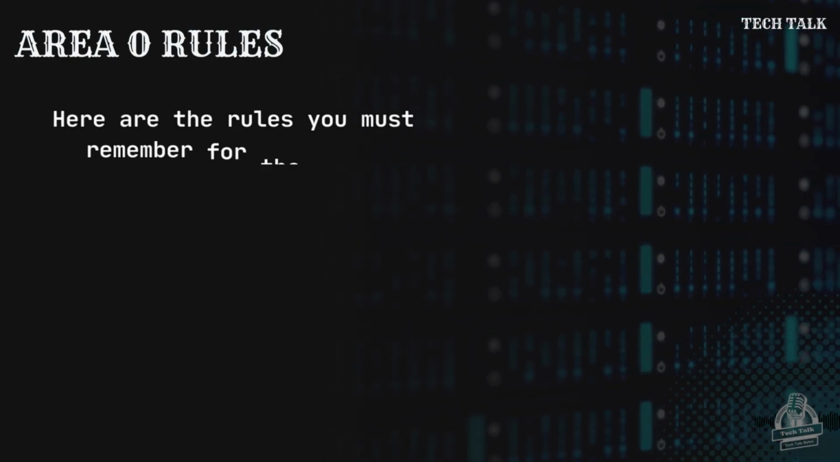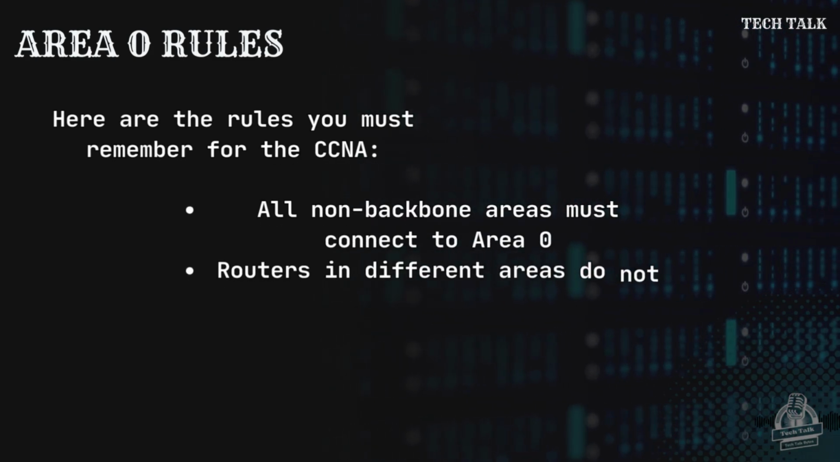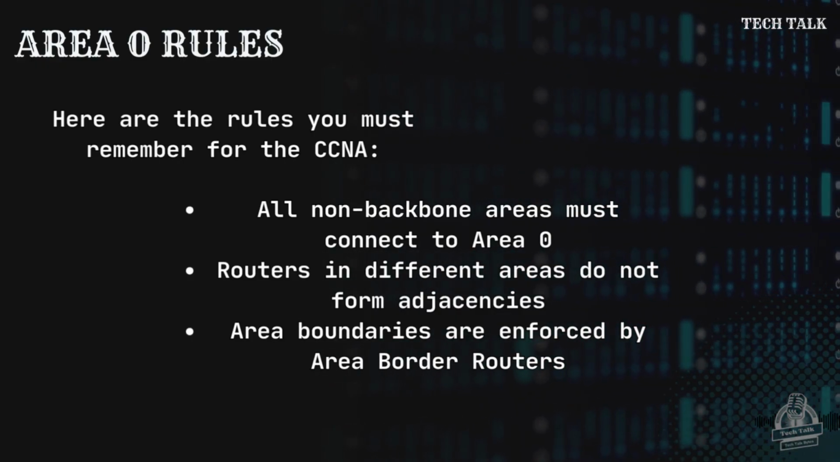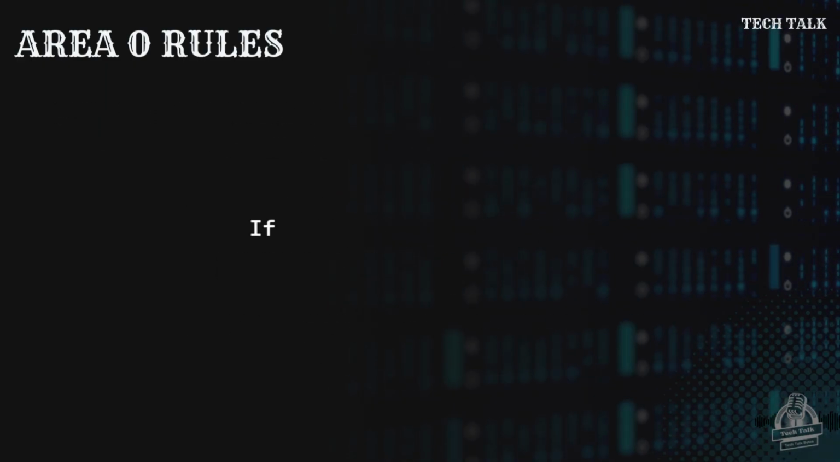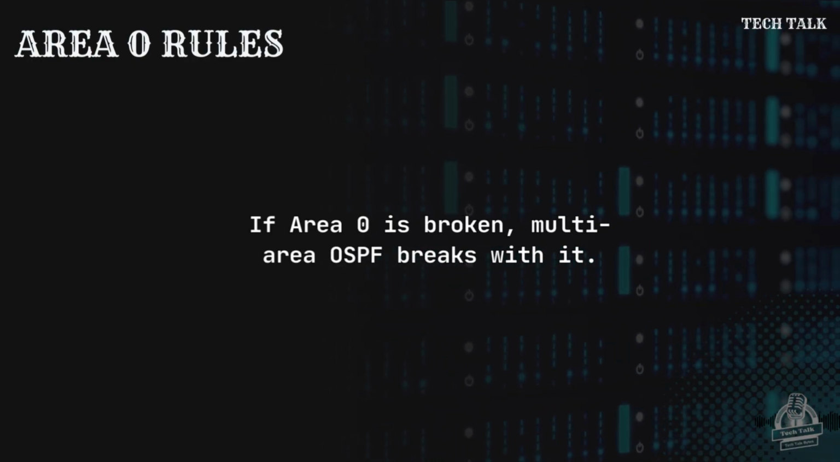Here are the rules you must remember for the CCNA. All non-backbone areas must connect to Area 0. Routers in different areas do not form adjacencies. Area boundaries are enforced by area border routers. If Area 0 is broken, multi-area OSPF breaks with it.